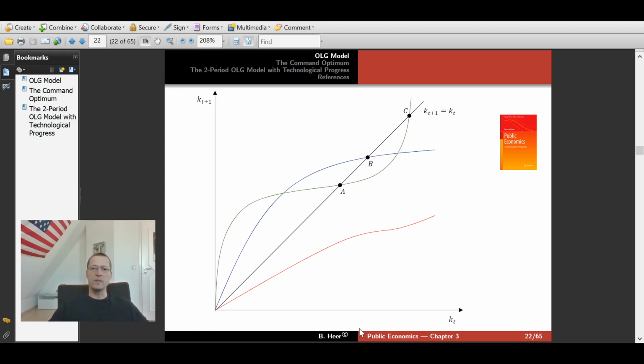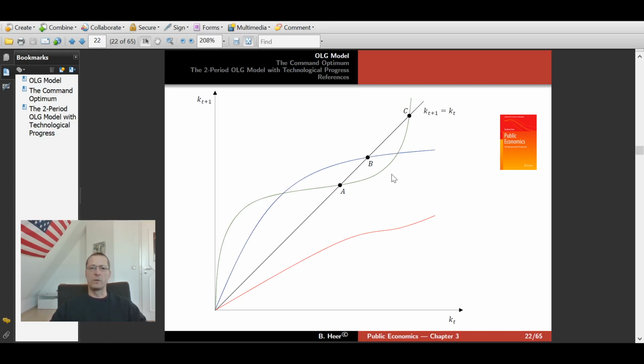But is it globally stable like point B? No, it is not. If you pick a capital stock in excess of the capital stock prevailing in the steady state C, the whole economy diverges. So the capital stock increases far beyond the point C, and we do not have global convergence to the point A, but only locally convergent behavior with this dynamic system.